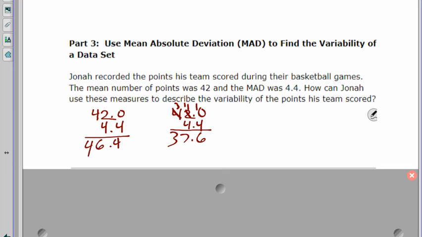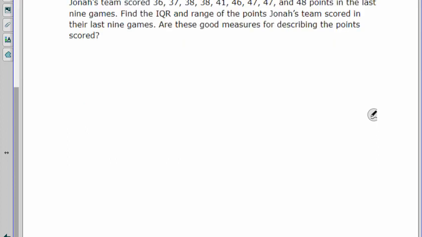The question is, is there a lot of variability here, or how would you describe it? I would describe it as, on average, they're scoring between 37 6/10 and 46 4/10 points. The book is calling that a lot of variability. Okay, so we'll go with that. Here's another way to look at it. Jonah's team scored 36, 37, 38, 38, 41, 46, and so on and so forth points in their last 9 games.